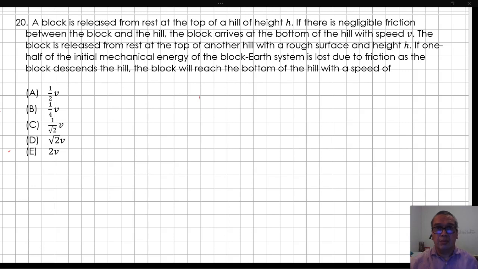20. A block is released from rest at the top of a hill of height h. If there is negligible friction between the block and the hill, the block arrives at the bottom of the hill with a speed v.